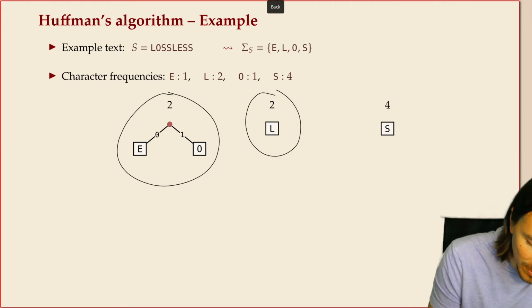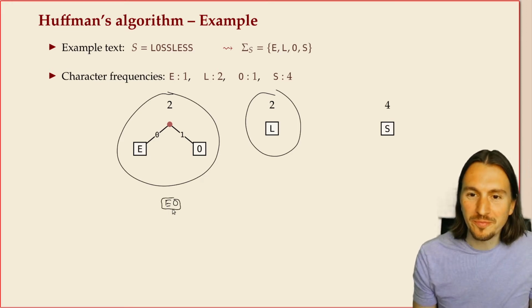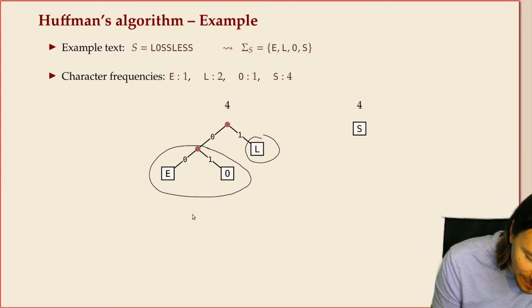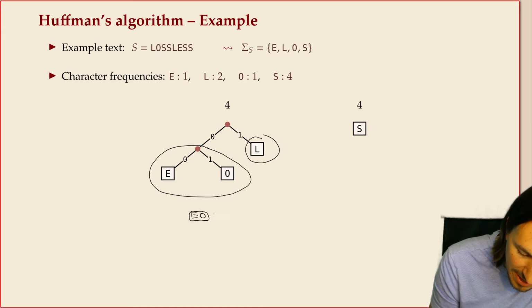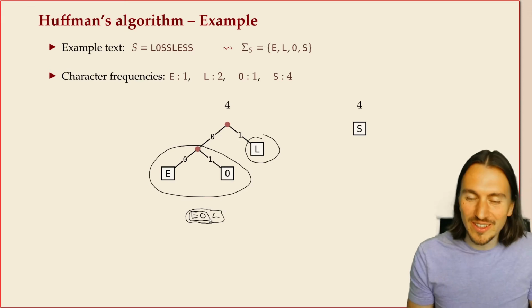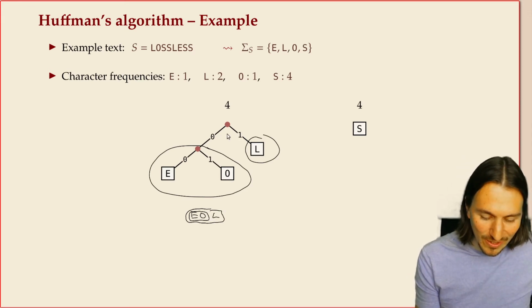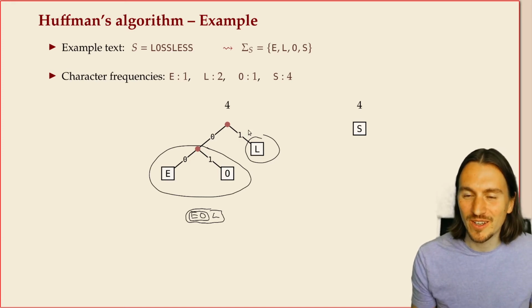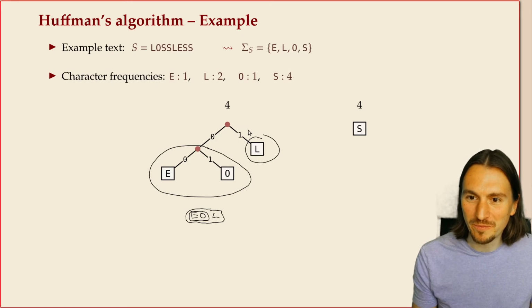So maybe this is worth noting. Here in the old notation, I would have said we create this super character EO. In the next step, we create a super character out of the super character EO, and we add the L. So we have this little nested super character. And indeed, the super character still encodes the entire shape of the tree. But you can also draw the tree. That's a more natural way to represent it.